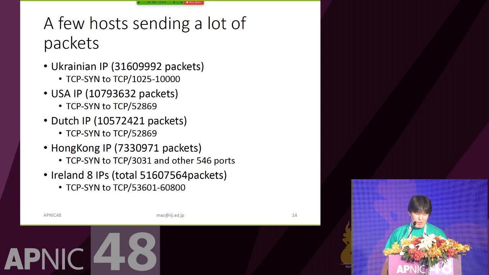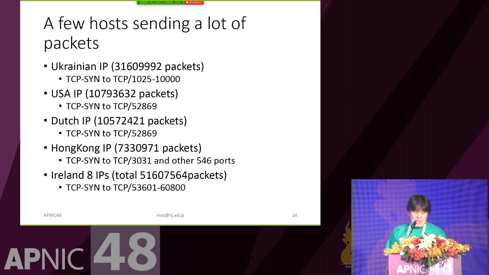The top one, a Ukrainian IP, is sending many packets, right? All of them are TCP sent to port numbers 1025 to 10,000. So they are scanning the whole high ports, basically. And a USA IP is trying to scan the particular port number 52869, and a Dutch IP as well. And a Hong Kong IP tries to scan some interesting ports for them. They decided to scan only 500 ports per host.